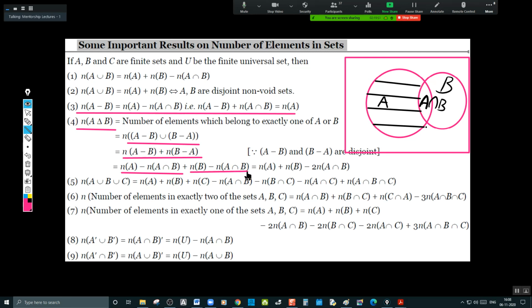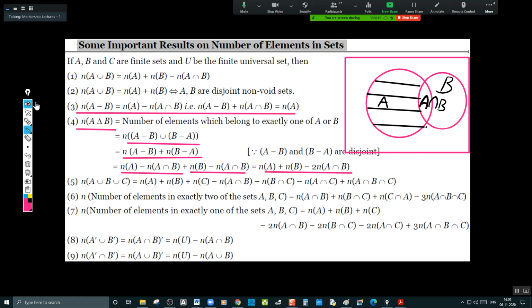Written separately, but I wrote it as union in the previous case. That, Shashwat. In the previous case, I wrote it as union, but he did not write it as union. He wrote it as N of A plus N of B minus N of A intersection B minus N of A intersection B, which is simplified as N of A plus N of B minus twice N of A intersection B.